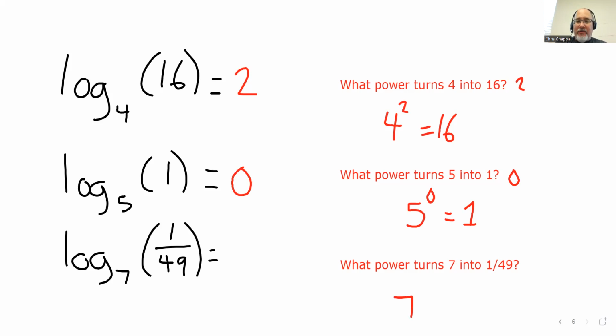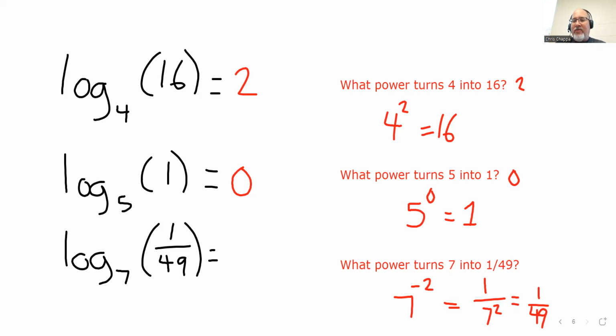What about the last one? What power turns 7 into 1 over 49? Now, if it were just a 49, the answer would be 2. 7 to the second power, 7 squared, is 49. But it's 1 over 49. What types of powers create reciprocal answers? Negative powers. 7 to the negative 2 power is equal to 1 over 49, because 7 to the negative 2 power means 1 over 7 to the second power, which of course is 1 over 49.